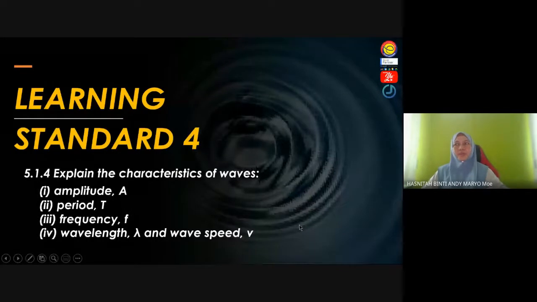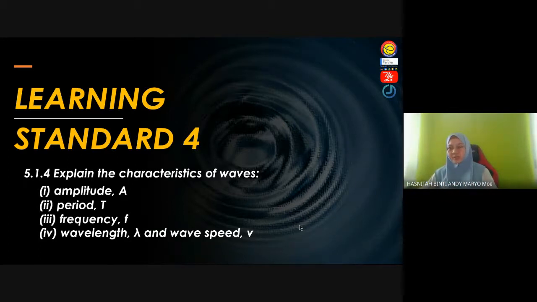Okay, that's all with Learning Standard 3 to understand, to compare and contrast transverse wave and longitudinal wave. Okay, students. Now I want you to check, before we go to Learning Standard 4, can we please check on the exercises on page 1 to 4?